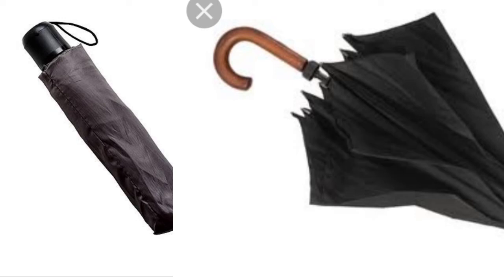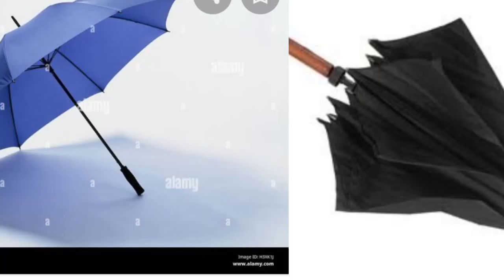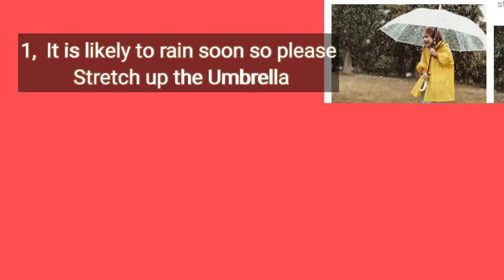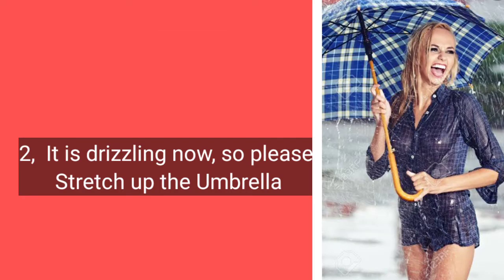So now let's go to have some examples with these two postures of umbrella. With straight up, meaning unfolded, I would like to have some examples here. Each posture of straight up umbrella. Next, it's likely to rain, so please straight up the umbrella. Number two example. It's drizzling now, so please straight up the umbrella.